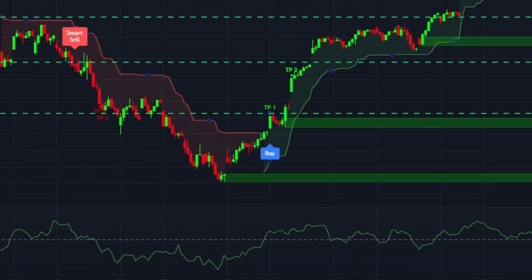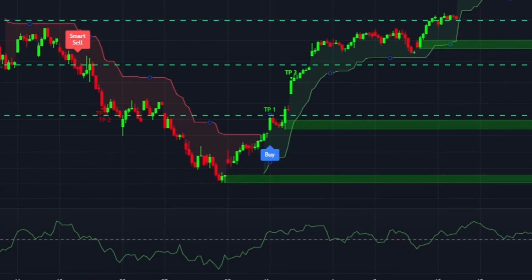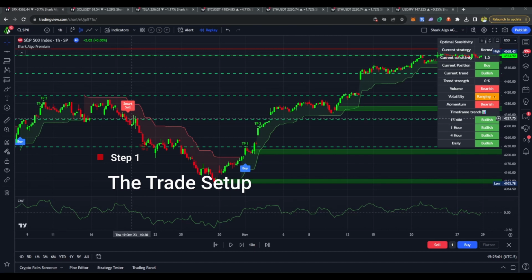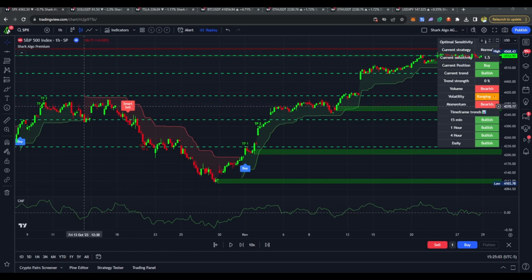Okay, now we have a clear methodology to snipe our entries and maximize our profits. Let me show you some examples on how this works. Identify your trade setup by ensuring a trend is present. Use Shark Algo to confirm the trend's presence and its strength. For a sell, ensure the price is below the trend cloud. For a buy, it should be above.